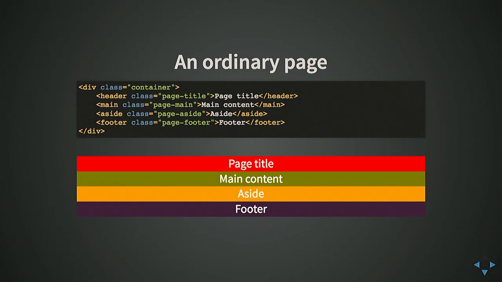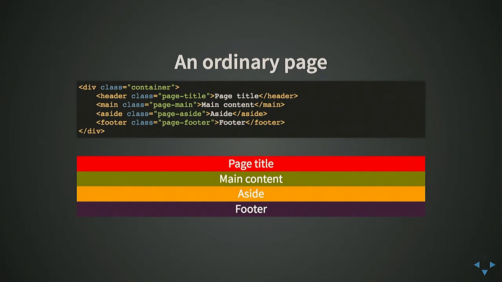We have four sections: a page title, a main content, an aside, and the footer. And all of these are in a container div. It's a really simple HTML structure. We want to create a grid layout from this.